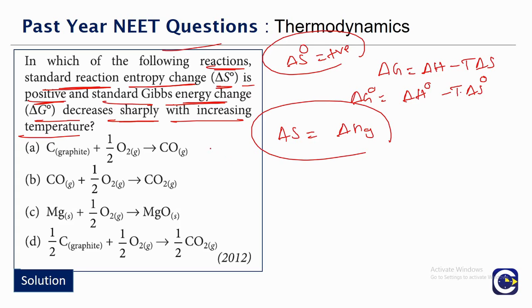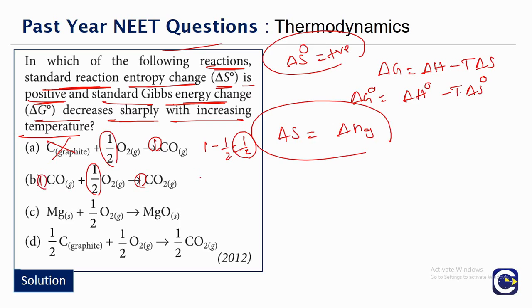So what should we do? Look at it. Look at the first equation: the product side number of gas moles is what? 1. On the reactant side, graphite is a solid, so we do not calculate that. We will only look at the oxygen, which is half. So here what comes? 1 minus half, which is half. Positive, right? So positive. Okay, now look at option B: product side number of gas moles is 1, reactant side is half, carbon monoxide is also a gas only, right?